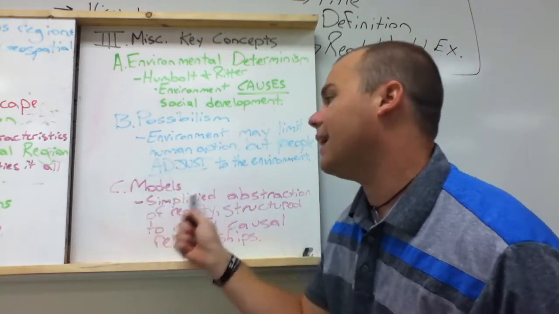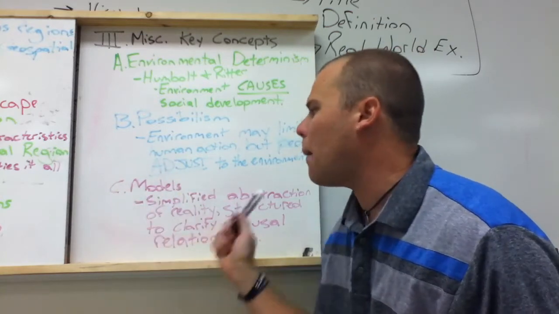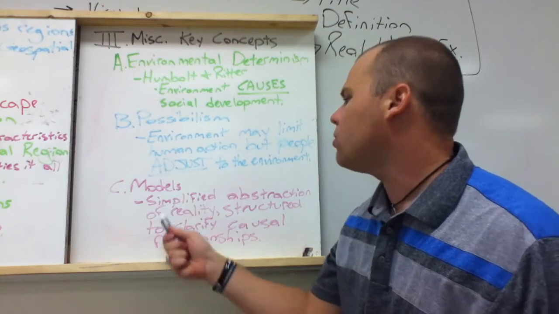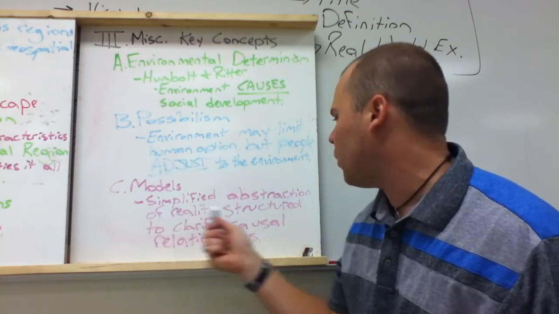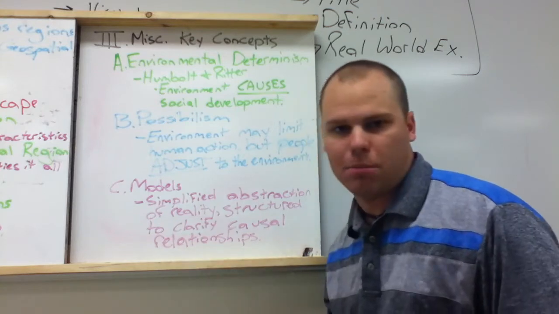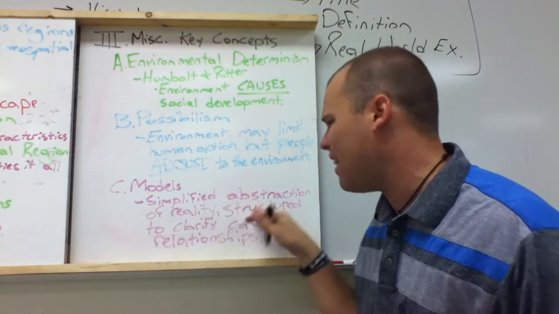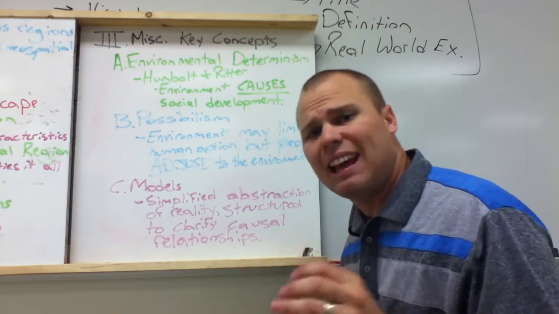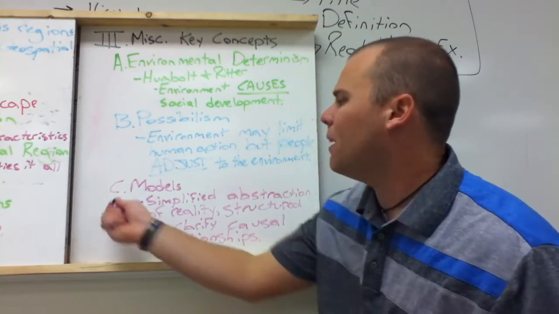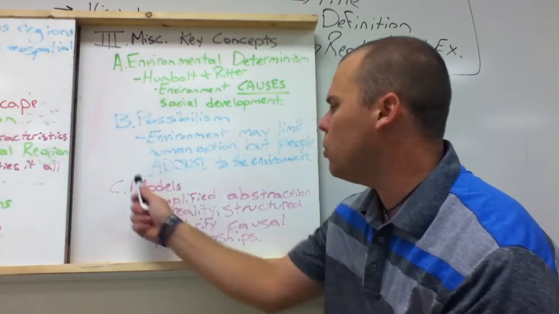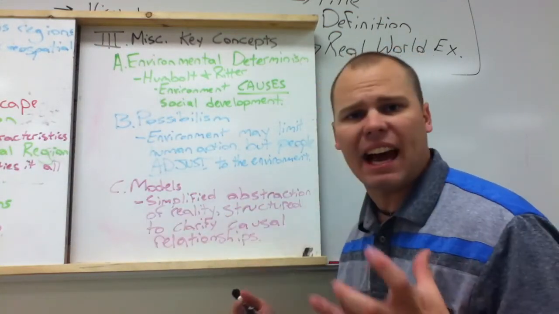And then finally, again, hitting on it once again, we've got models. I talked about this in the first section of notes, but models are simplified abstractions of reality that are structured to clarify causal relationships. Okay, it's important for you to get down that definition. We are going to apply the specific models later in each of the different units, but that's why we have models. Those geographers that we talked about earlier use those to simplify all this data and to show it visually.